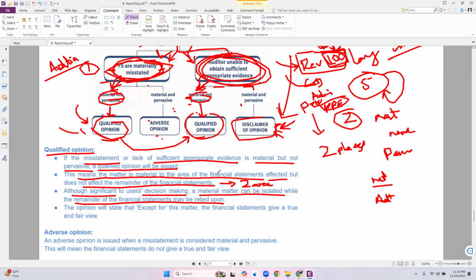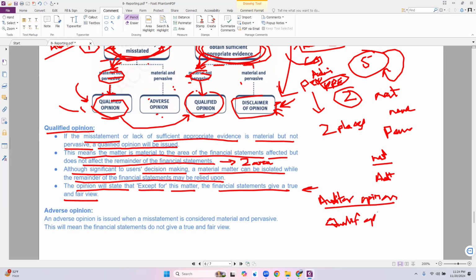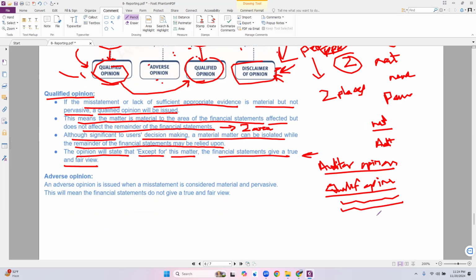Now, a very important thing that you must remember for your exam as well is this. The opinion will state, except for this matter, the financial statements give a true and fair view. What is meant by this line? The auditor's opinion paragraph, the first paragraph, its name was changed to qualified opinion. For this specific paragraph, whatever is written does not matter. But remember this one line, and you will also have to give this one line within your exam as well.